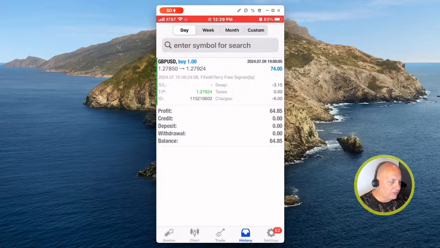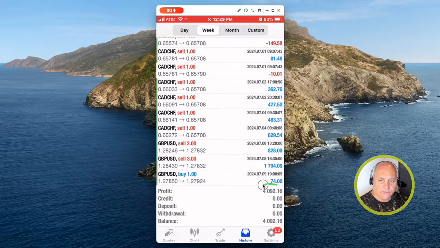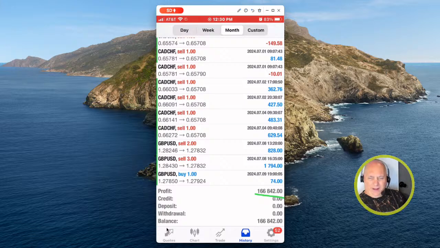Let's jump ahead here to the results. If I jump ahead for the week, the free signals is up $4,092.16. And for the month, it's still up $166,842. And here's that example. You're like, what? How do we go from $75 in a day, $4,000 a week, $166,000 a month. We had a huge trade. I think it was CAD CHF, right? That we hung on to for 2-3 weeks, and then all of a sudden we had a huge profit. That's primarily what most of this $166,000 is in free signals. I'm giving this stuff away for free.